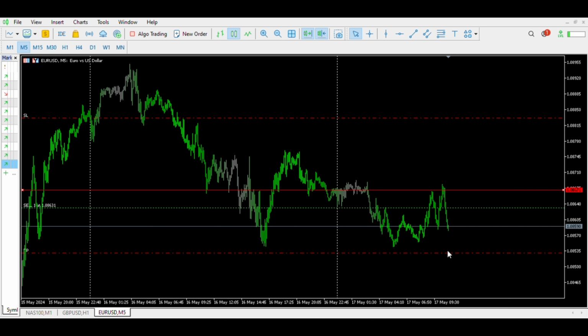So to do that, got my entry, I'm happy with, right? Because it came down here, created the equal lows, then pulled back up, and I got in there.